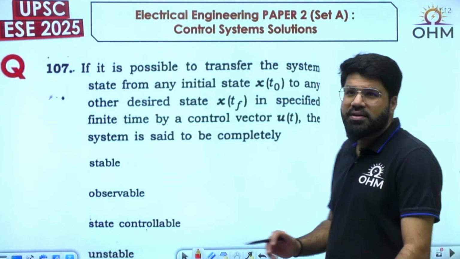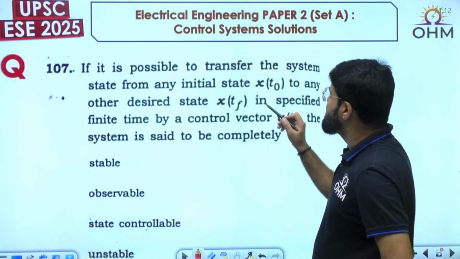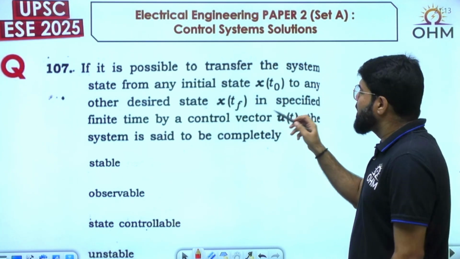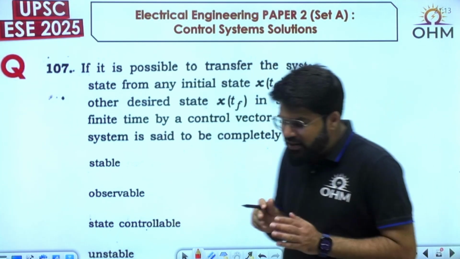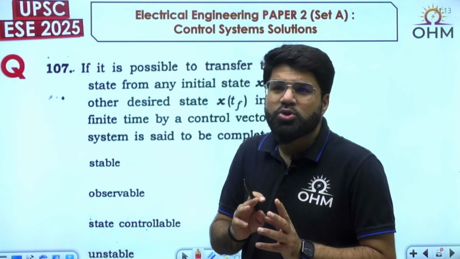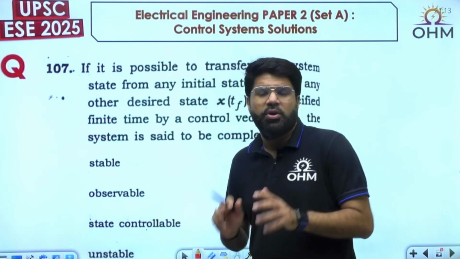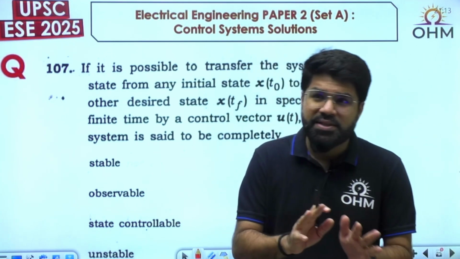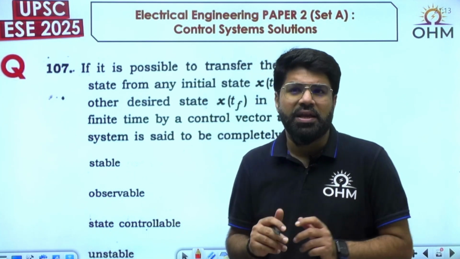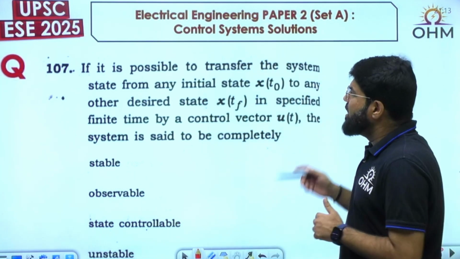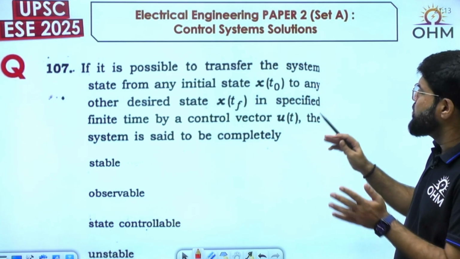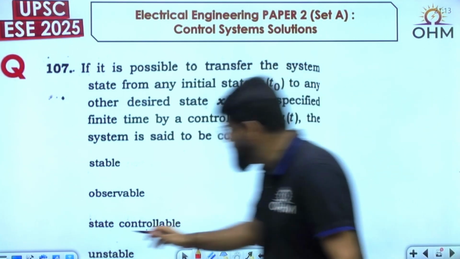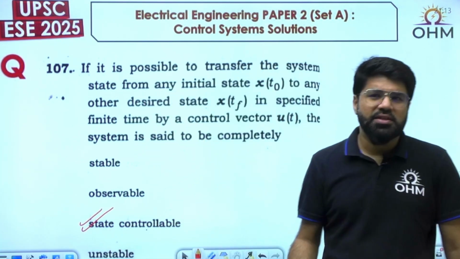If it is possible to transfer the state from any initial state xt naught to any other desired state xtf in specified time by a control vector ut, then the system. See, even in ESE, it's not like the paper is always so easy. This time control system has been very easy because in ESE they have even asked the questions based on controllability, based on Kalman's test or Gilbert's test, or the questions on observability. But this is just a definition. If it is possible to transfer from any initial state to any desired state by the application of the input vector, control vector, then the system is said to be state controllable. Definition, just definition they have asked.